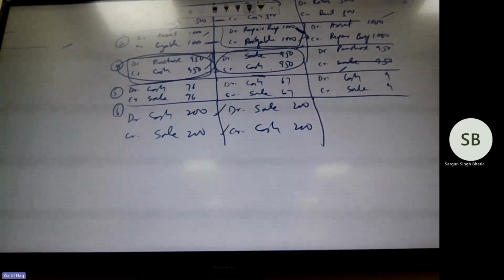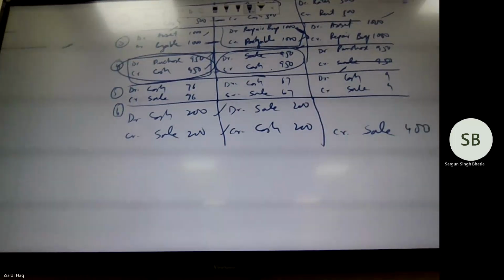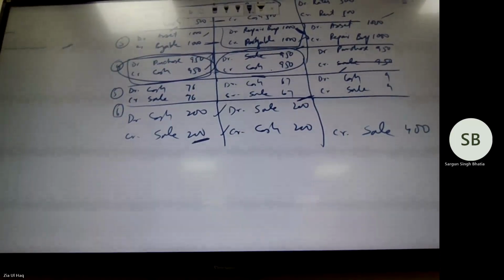This is wrong. Both are wrong. So the correct one means only this. This wrong we should eliminate by crediting it. But with the 200, if we credit it, then this will clear just the effect of the wrong, but will not create the correct effect. So we need to credit sale with 400. 200 will eliminate this wrong and 200 will rectify this right.